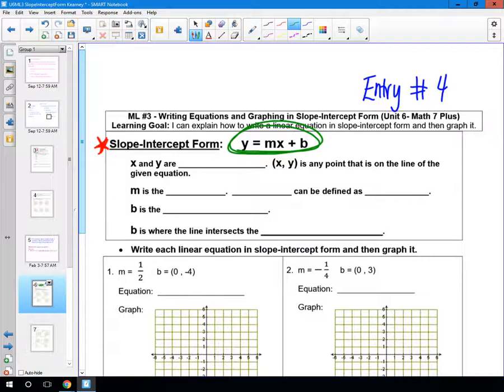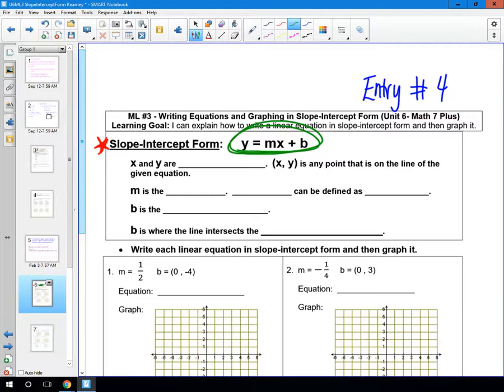What helps me remember that is that when I was in high school, I had a teacher who taught us to sing it to the YMCA. Y equals mx plus b. You're welcome for your little bit of entertainment there.